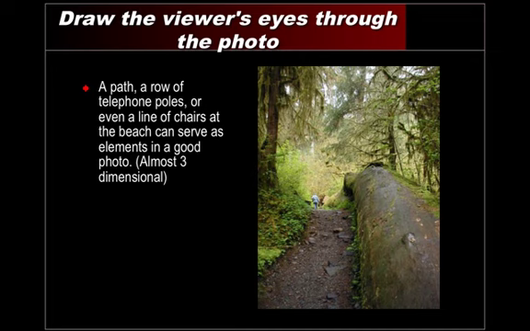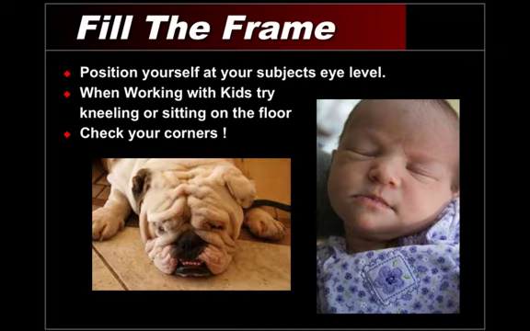Draw the viewer's eyes through the photo. Here a path, a row of telephone poles, or a line of chairs at the beach can serve as elements that give you this kind of a diagonal line. Fill the frame. Position yourself at your subject's eye level. When working with kids, try kneeling down on the floor, get down to their level, and you'll find the pictures will be much fuller and more full of life because of that. Check your corners.